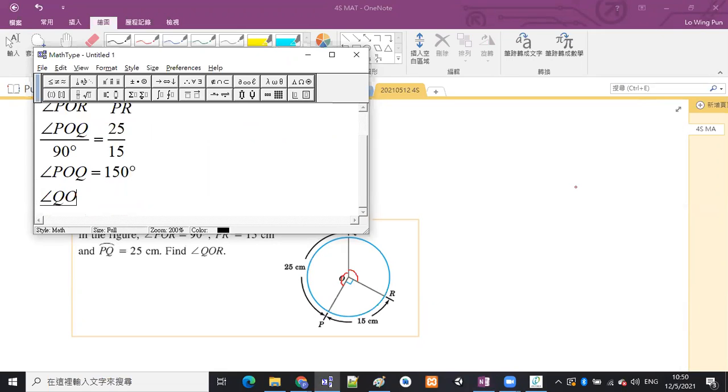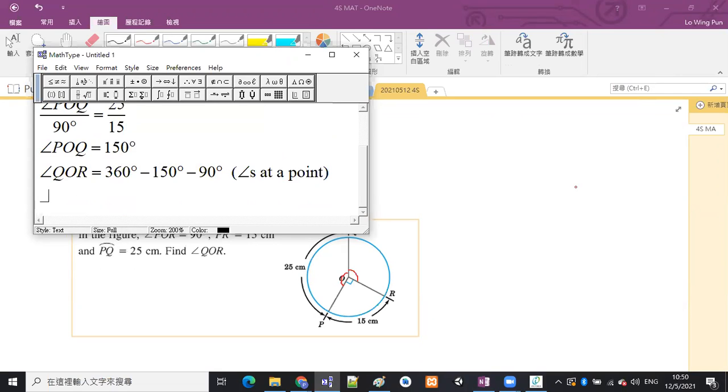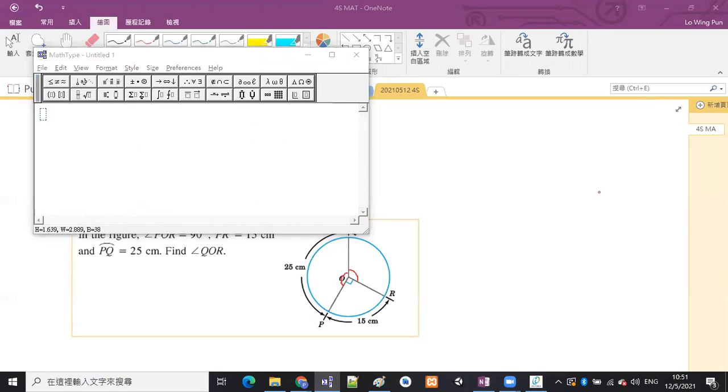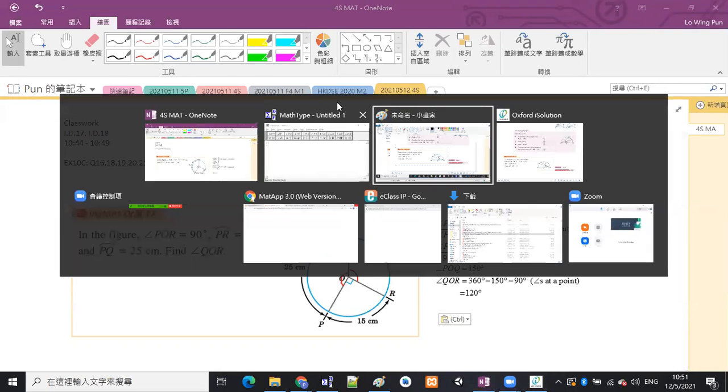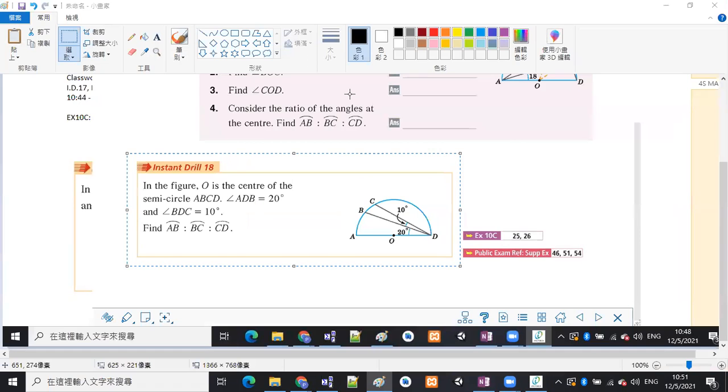So angle QOR is equal to 360 degrees minus 150 degrees minus 90 degrees. And this is angles at a point. Okay, therefore, the final answer should be equal to 120 degrees. Are you correct? With the correct reasons. Number 18, ID 18.